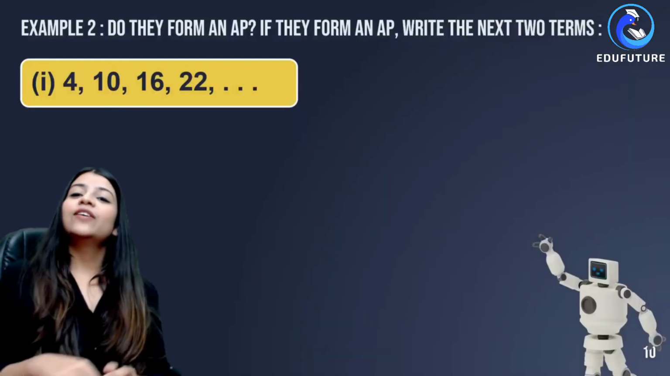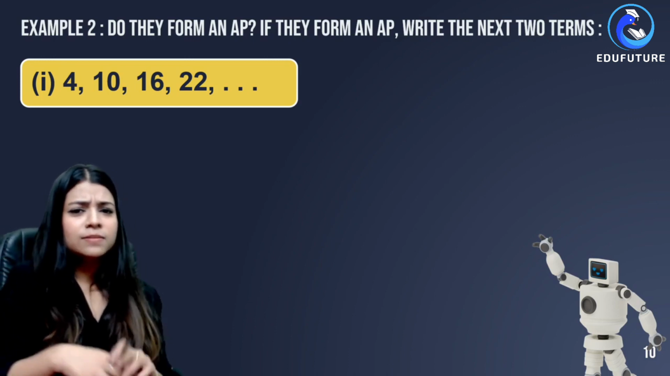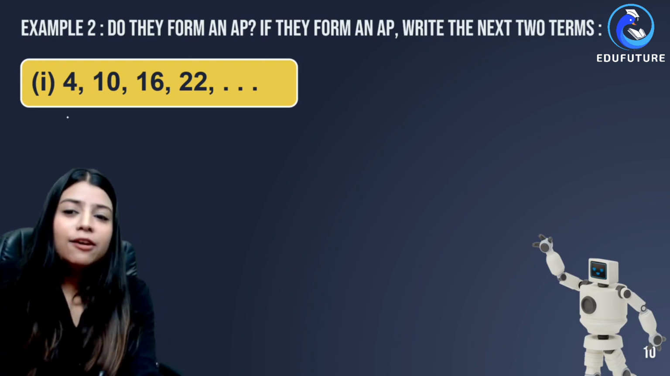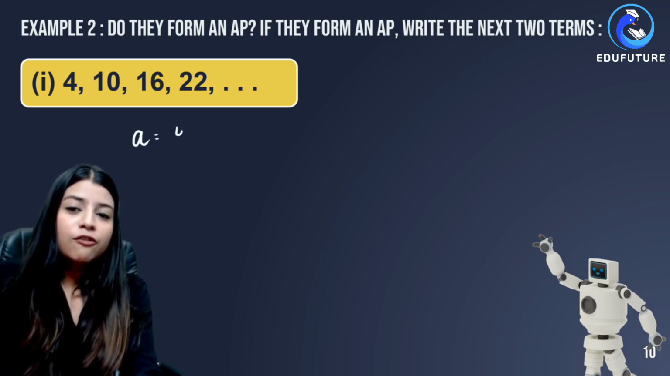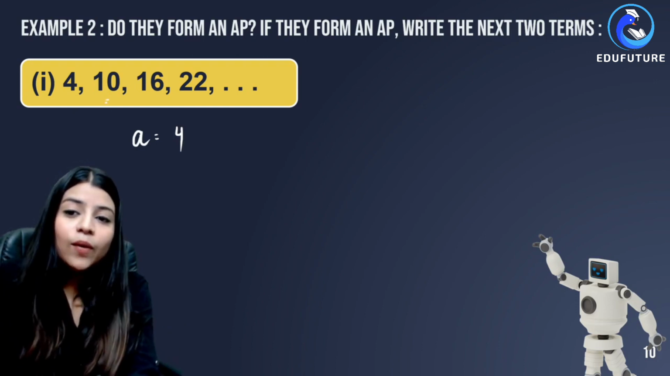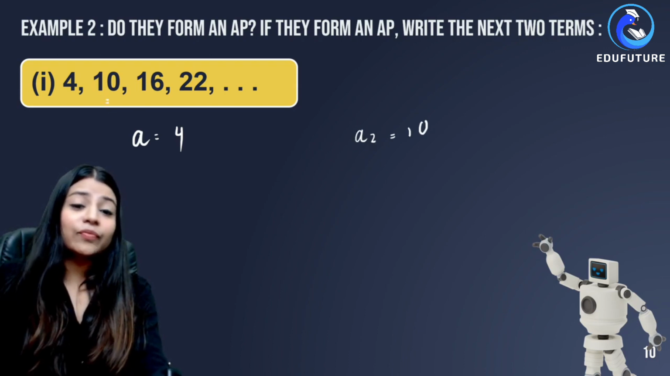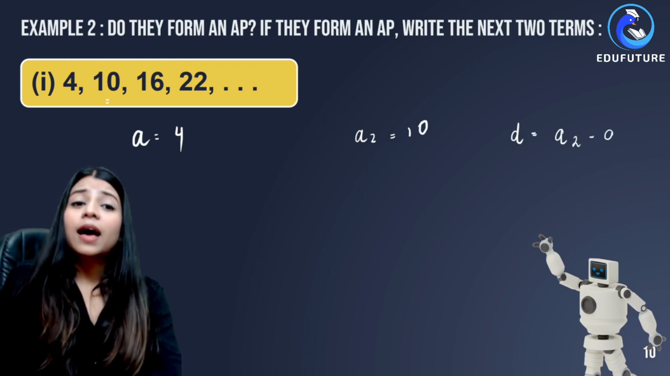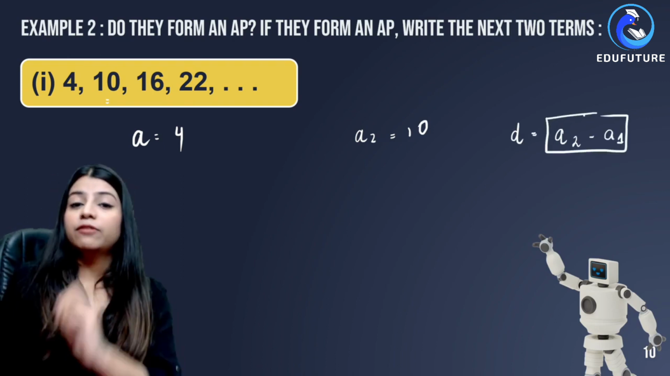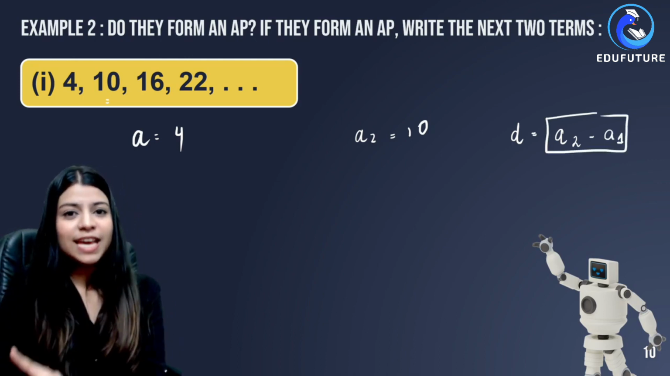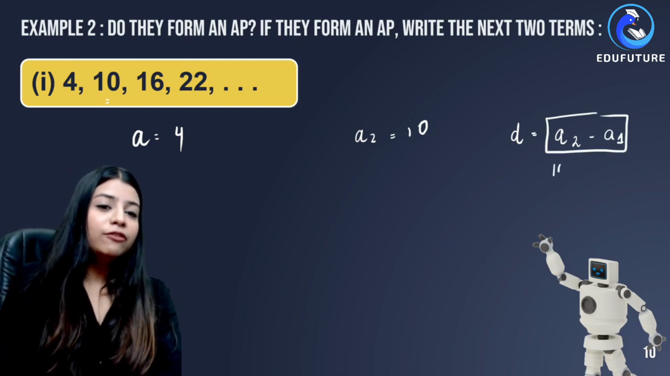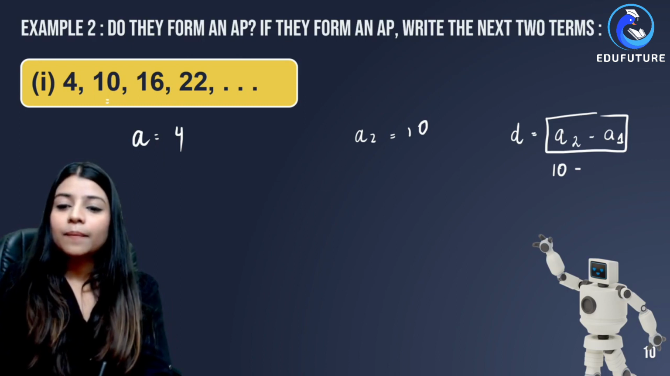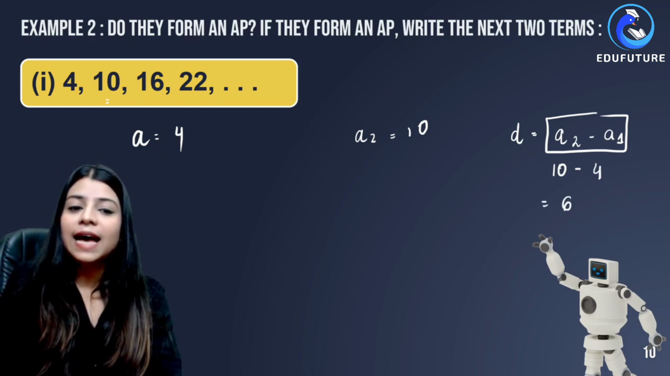The next thing which we have here is, let us take a question. Do these numbers form an AP? If they form an AP, write the next two terms. So if I see, my A1 is what? 4. My A2 is what? 10. My common difference, that is D, will be what? A2 minus A1. I always have to do this, A2 minus A1, not A1 minus A2. Alright, it has to be the second term minus the first term. So I have to subtract 10 minus 4. And here we will be getting D as 6.